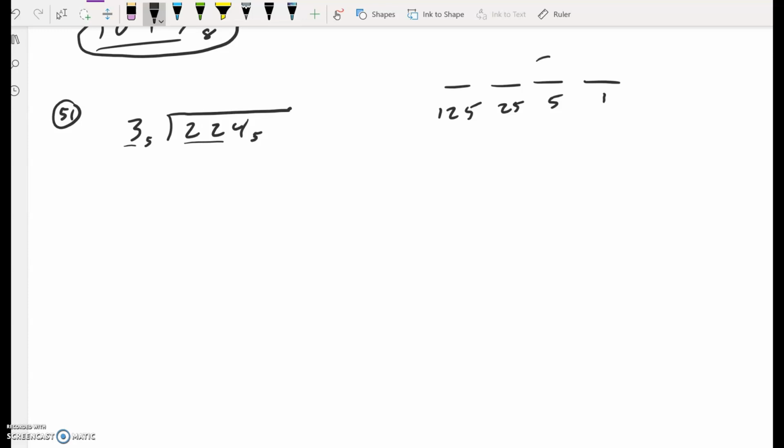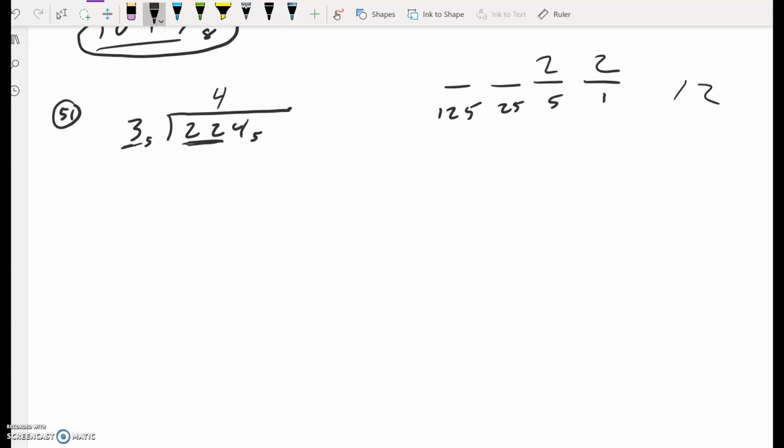It's 2 base 5, so I made a base 5 chart here, and what does 2 equal? It equals 2 5s plus 2 1s. That's 10 plus 2, that's 12. So this 2 is really 12. How many times does 3 go into 12? Well, it goes in exactly 4 times.